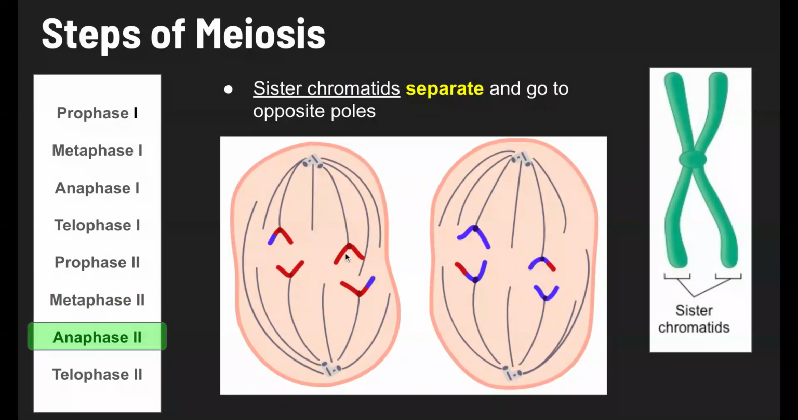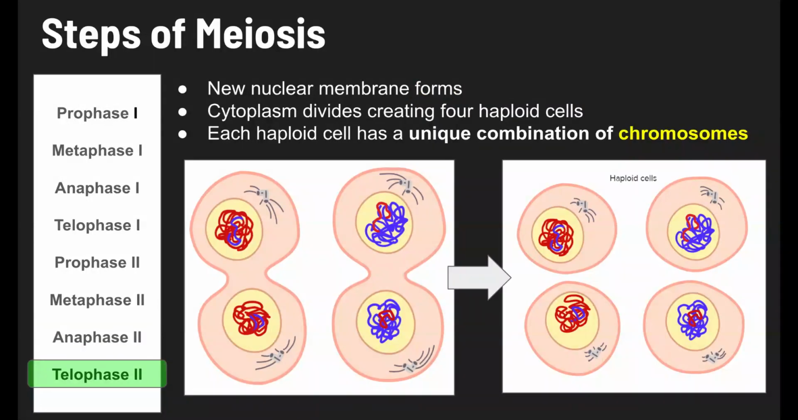In anaphase 2, those chromatids get separated and they go to opposite ends of the cell, opposite poles. And then at the end here in telophase 2, a new nuclear membrane forms around those chromatids, and the cytoplasm divides. So you can see the cytoplasm dividing here, the cytoplasm dividing here, and that's going to generate 4 cells total. And each haploid cell has a unique combination of genetic material in it.